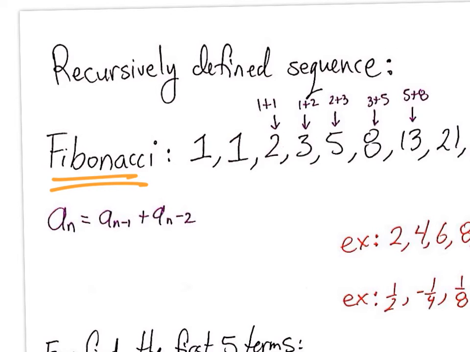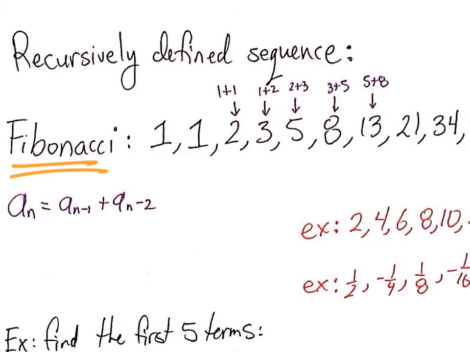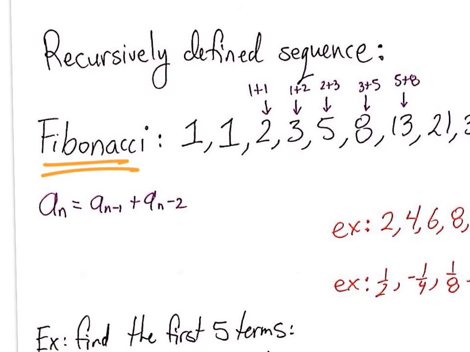So each successive term is the sum of the two previous terms. 1 plus 1 is 2. 1 plus 2 is 3. 2 plus 3 is 5. 3 plus 5 is 8. 5 plus 8 is 13. 8 plus 13 is 21, etc. And this pops up all over in nature. It's got tons of cool applications, and we will look at these. But it's a good example of a recursively defined sequence.